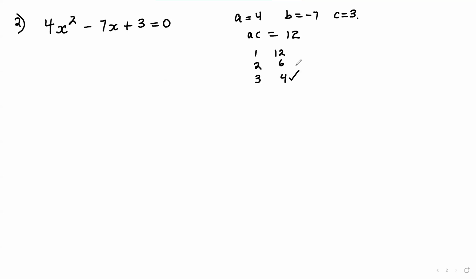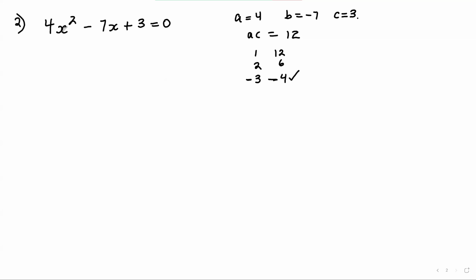Guys, once AC is positive but B is negative, the two factors have to be negative. The reason is you're going to have to get a negative number there, so it has to be some kind of subtraction. But to multiply and get a positive, both of them would have to be negative. So it's negative 3 and negative 4.